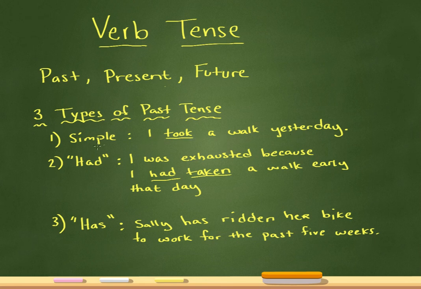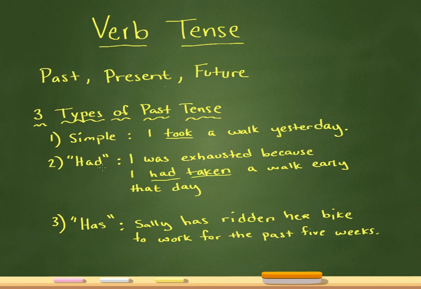You use the simple past tense when it's something that happened in the past, usually once and in a set amount of time. So here I see yesterday, right? That's telling me exactly when it happened, right? And it happened once. I took a walk yesterday. Okay, that's simple past tense.